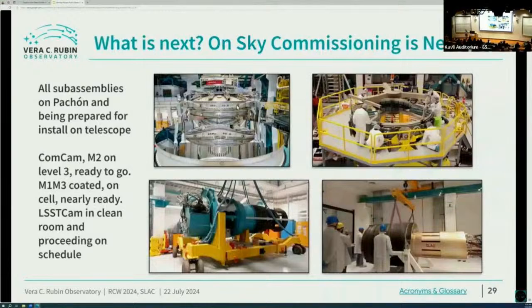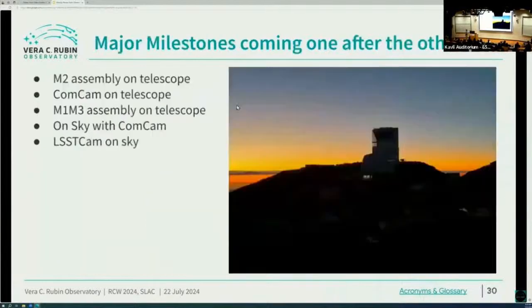So what is next? Next is commissioning. We're going to go on sky. This is just an amazing moment. There's all the key assemblies. M1, M3 coated. That's a beautiful silver coating. M2 is ready to go. M1, M3, we're still working a little bit on the connections inside the cell to the system. We'll get that done soon. M2 is just about ready. ComCam is cold right now and starting to take data. So we're just about ready to put everything up on the telescope and get on sky with the commissioning camera, while LSSTCam goes through its reintegration testing there in the facility.